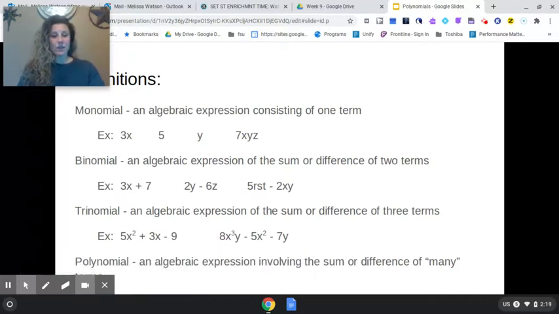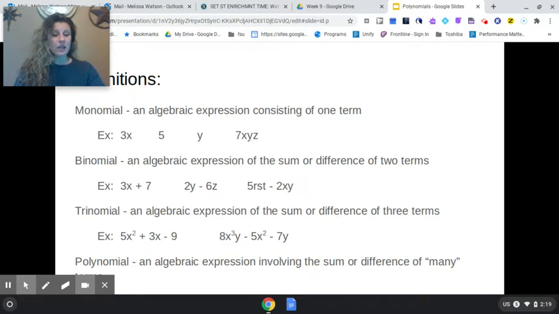A monomial is an algebraic expression consisting of just one term. And I've listed out some examples of what a term would be. So 3x, 5y, 7xyz, those are all monomials. So a single term expression. A binomial is an expression that has two terms.